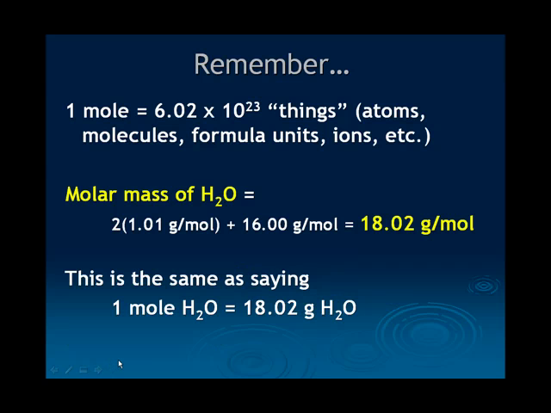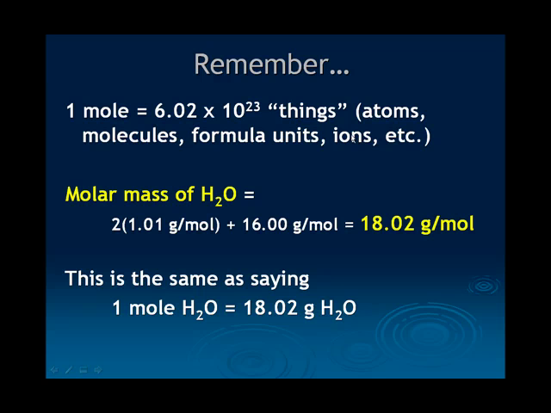So in the last vodcast, what we covered was a mole is 6.02 times 10 to the 23rd things. Those things can be atoms, molecules, formula units, rainbows, puppy dogs, sheep. Doesn't matter what you're talking about. It's 6.02 times 10 to the 23rd representative particles.